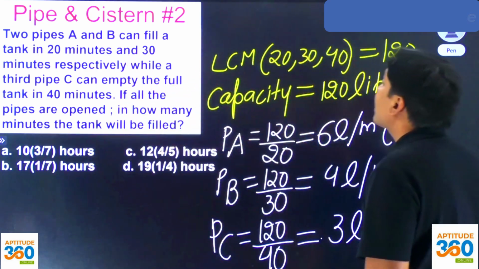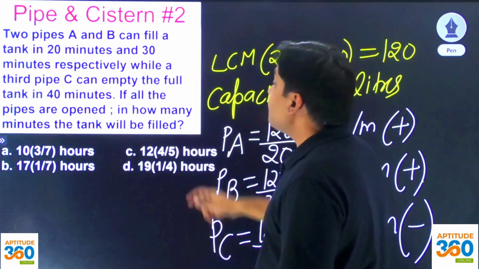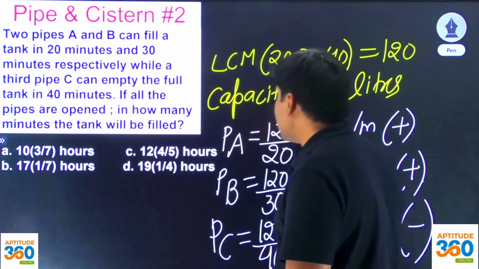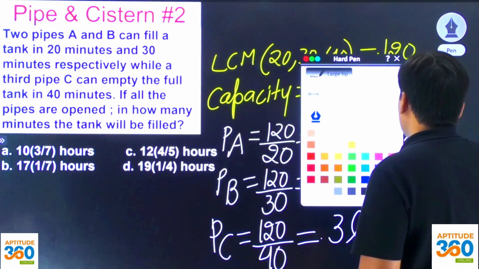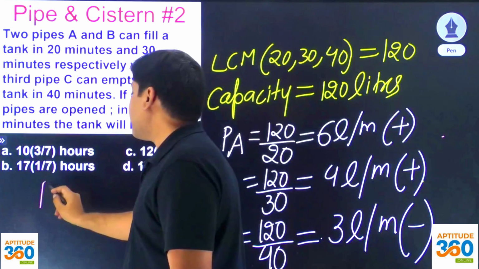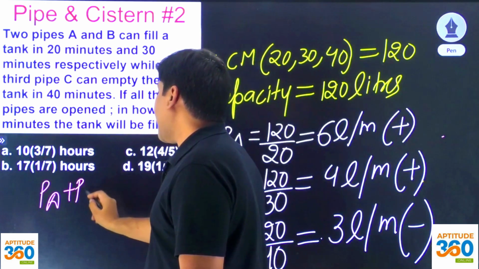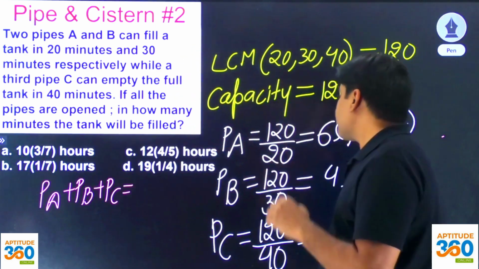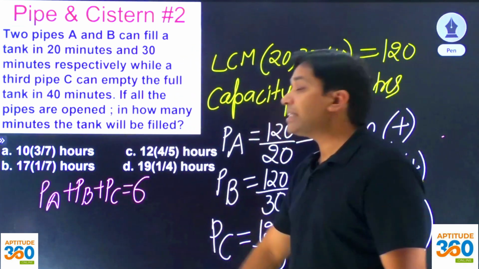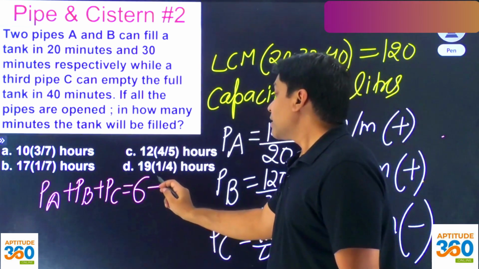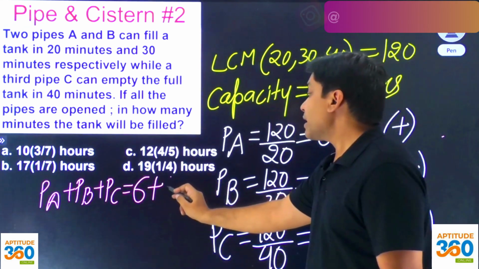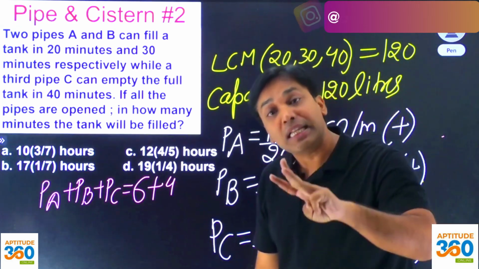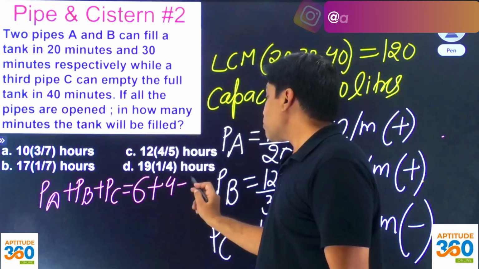आप प्रॉब्लम क्या बोल रहा है? If all the pipes are opened, in how many minutes the tank is going to be full? अगर आपने इन तीनों को ऑन कर दिया तो होगा क्या? Pipe A and pipe B and pipe C, when these 3 will collectively be working, so the first one will bring 6 liters in 1 minute. The second one will bring 4 liters in 1 minute, whereas the third one will take out 3 liters in 1 minute, right? So this is going to be -3.